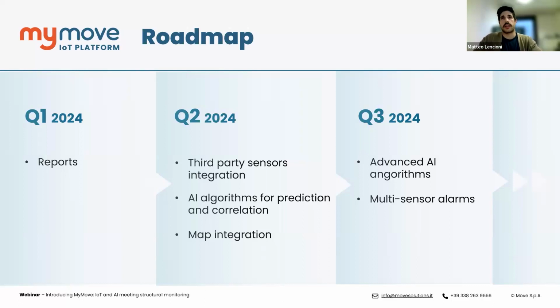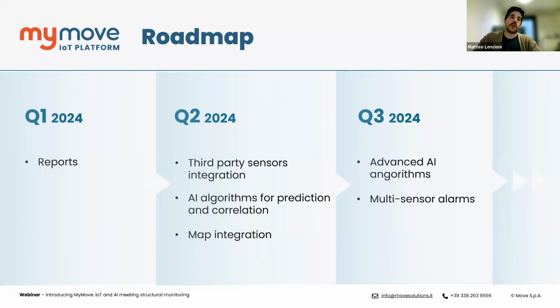And then the Q3 will be dedicated to more advanced algorithms. We'll be bringing on this platform really advanced frequency detection algorithms like the FDD that will give the possibility to, starting from the raw data collected by the accelerometer, detect the frequencies of vibration of the structure. It's an algorithm that we already have on our old platform, and that we'll be bringing into the new platform soon.